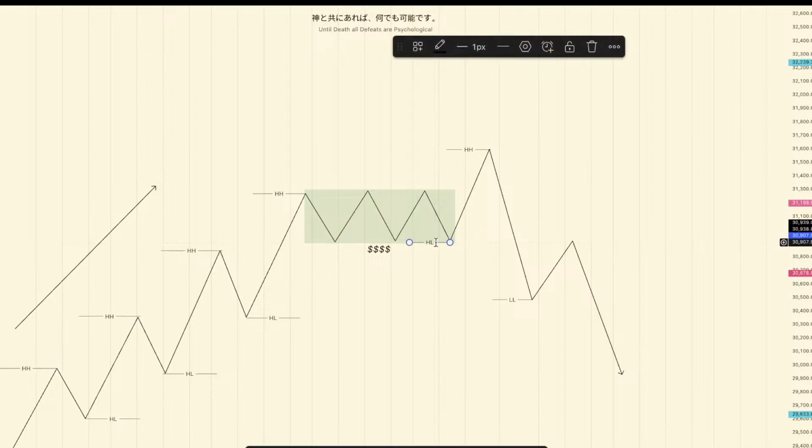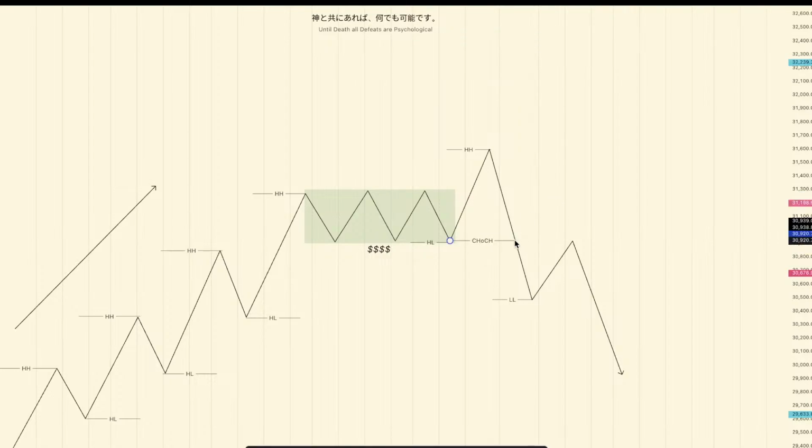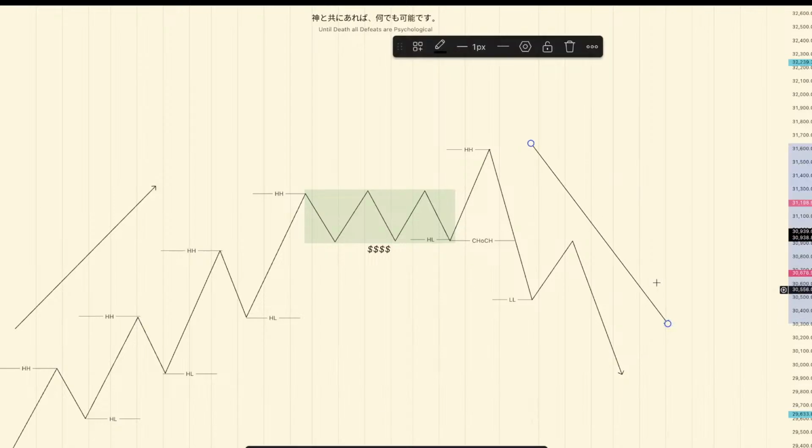So I'm going to mark out the change of character because I can't hear anybody's voices or anything. So this is our change of character level here. Here is our change. And remember, all a change of character is a shift in market structure. You can see that we went from making higher highs and higher lows to now making a lower low. We just shifted the structure from bullish to bearish.